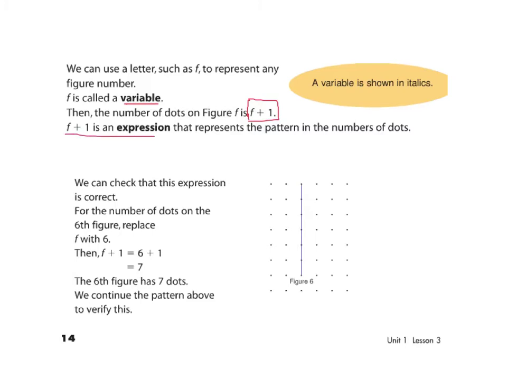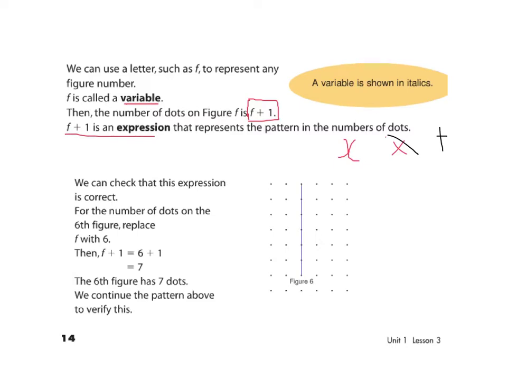A couple of things to remember when you are choosing your letter that is going to take the place of the number: don't choose something that looks like a math symbol. Often they'll choose X, and when they choose X, they often write it like this, so it doesn't look like the times symbol. You don't want it to look like the times symbol. So that one's a poor choice.